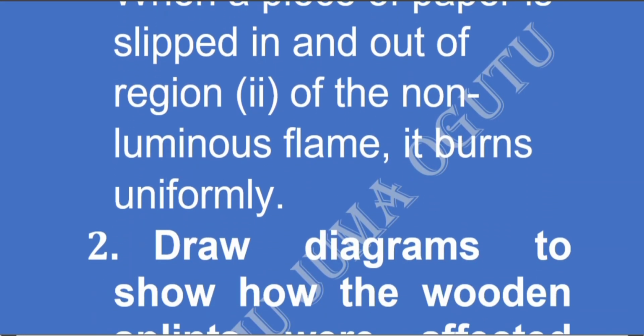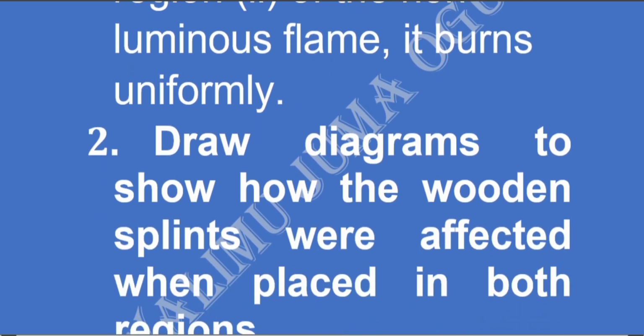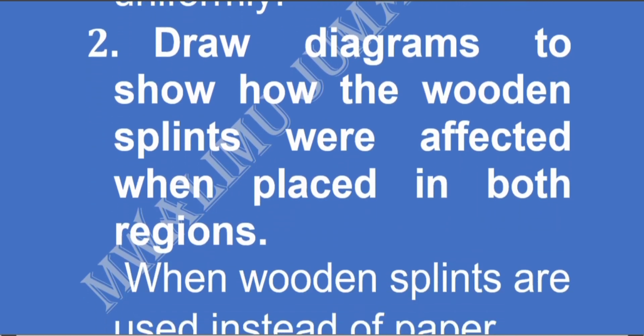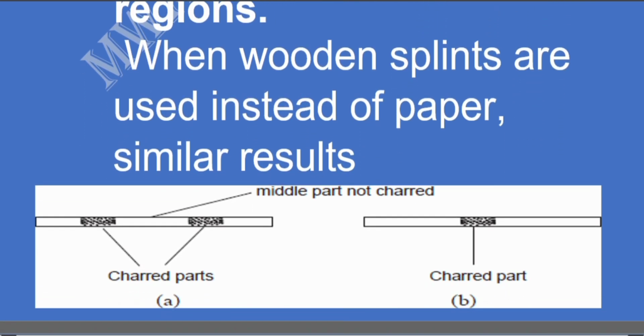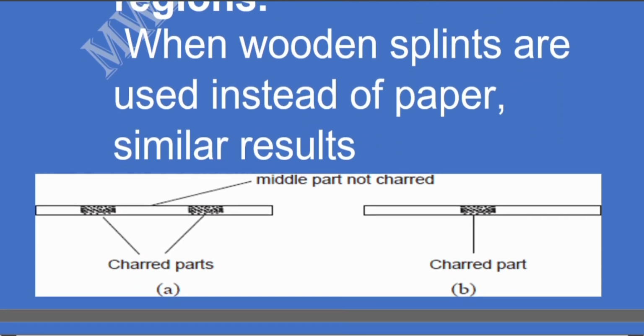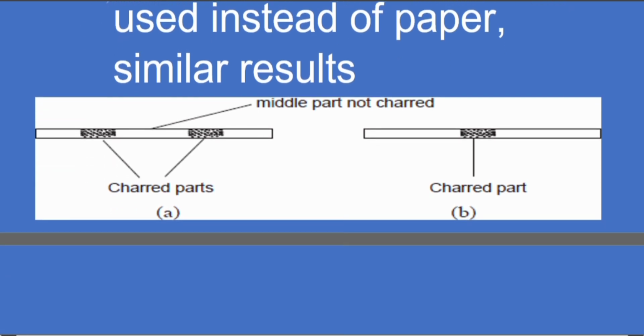Then we draw the structure of the wood that we used in the region. When wooden splints are used instead of manila paper, similar results are obtained. So you can see that at the center it is not charred, and for region 2 it is charred uniformly.